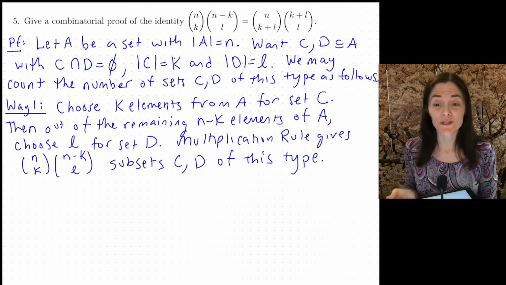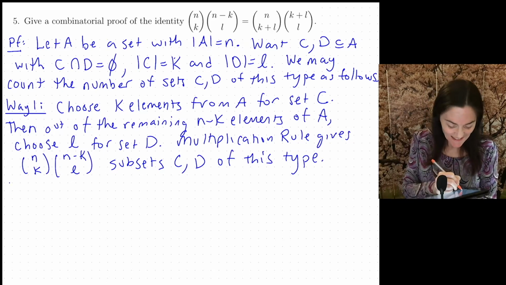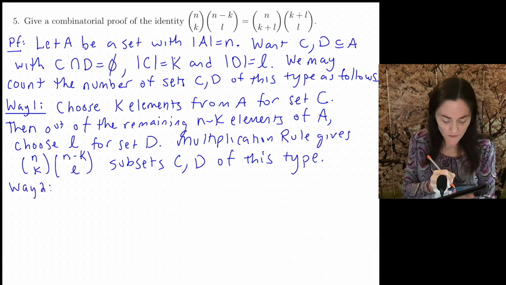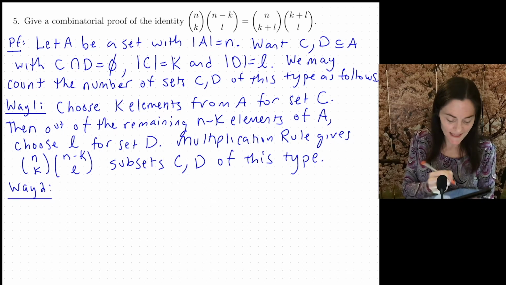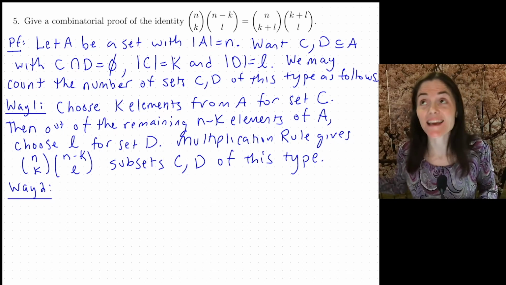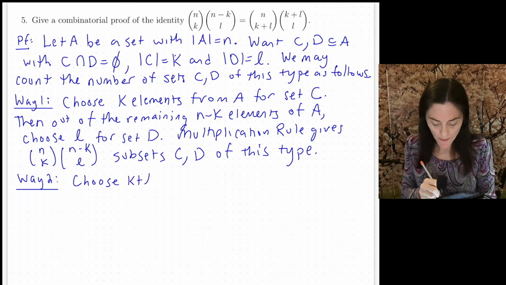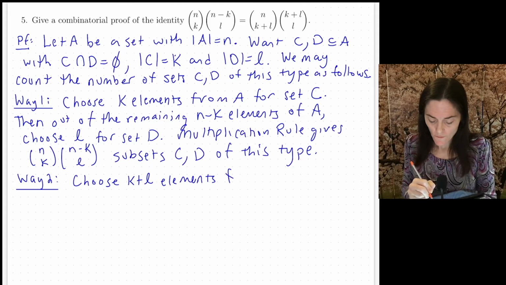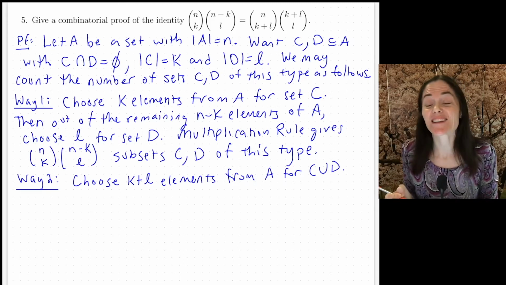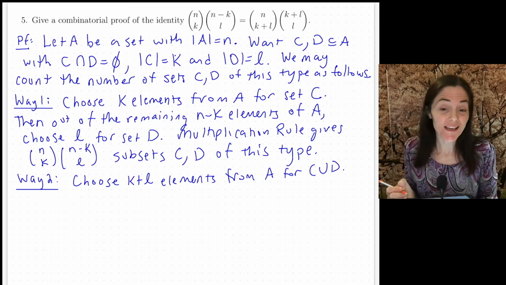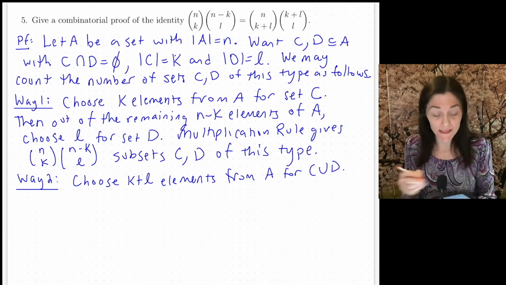Now, way number 2. Well, we can count as follows. It's another way to count the exact same thing. This is the idea, the whole idea behind combinatorial proof. So we choose k plus L elements from A for C union D, because we are going to make them disjoint. So their union will have k plus L elements.